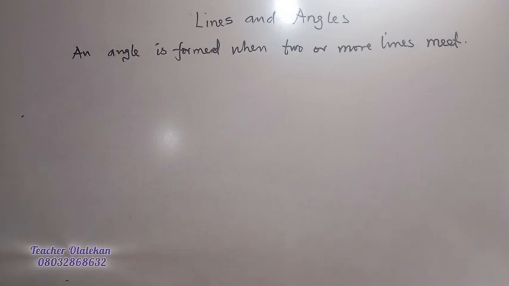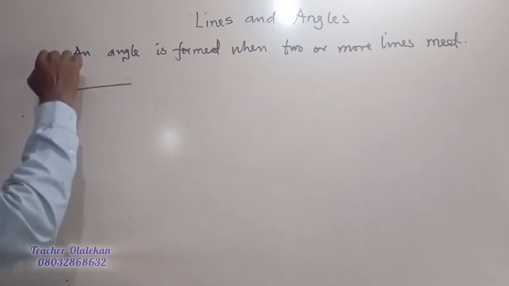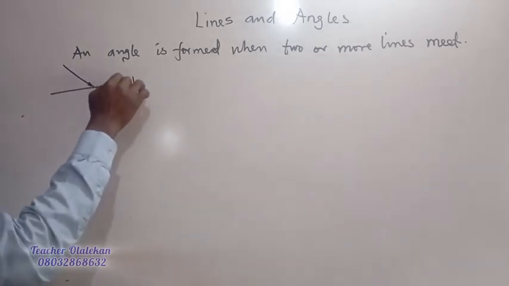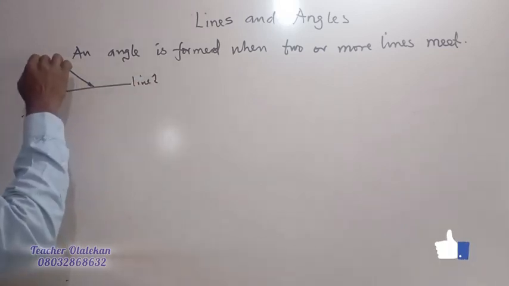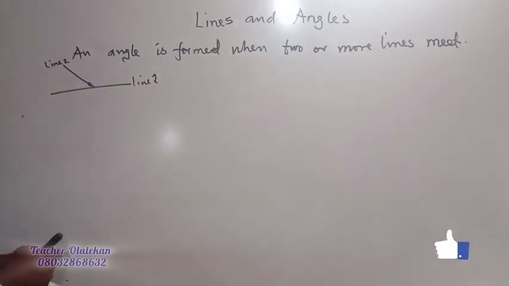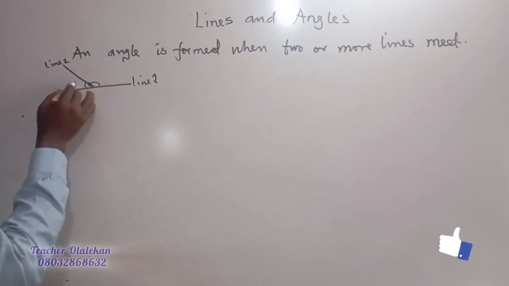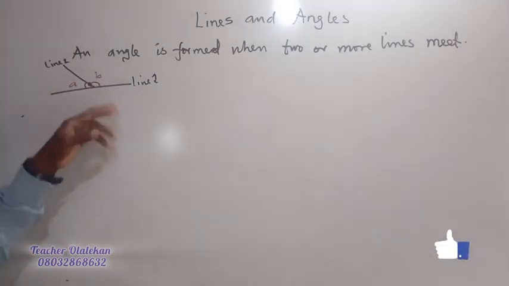For example, look at this now. If we have this line coming like this, another line coming to meet it like this, then we can say that this is line 1, and this is line 2. So when these two lines meet, then we have two angles here. We call this angle A, and we call this angle B.